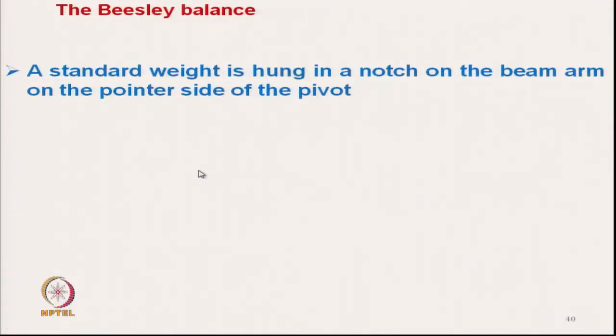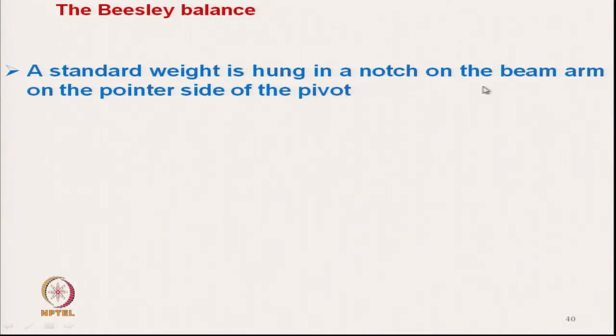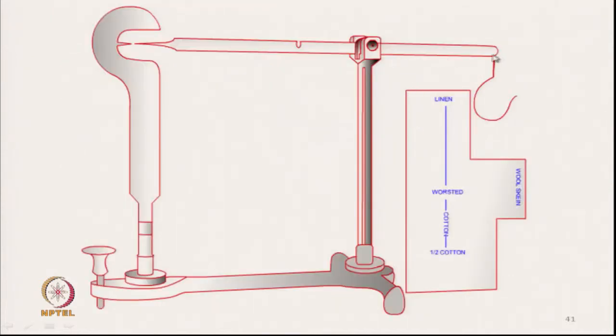And another thing is that here one standard weight will be there, which you have to hang on a notch of the beam arm on the pointer side of the pivot. There are two sides: the sample side, and the left side is the pointer side, where there is a notch. A standard clip-type mass, which depends on your count system, we simply put on that. Different count systems have different masses. Without any material, suppose for a cotton system we have cut the sample and put the mass here, the pointer will be lowered because this side has become heavier.